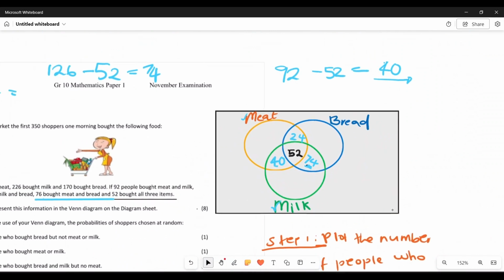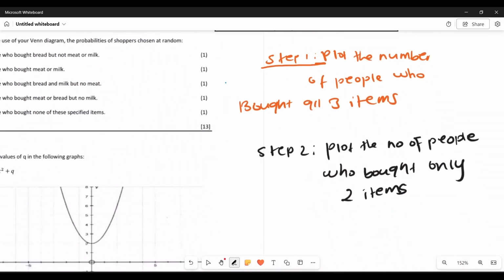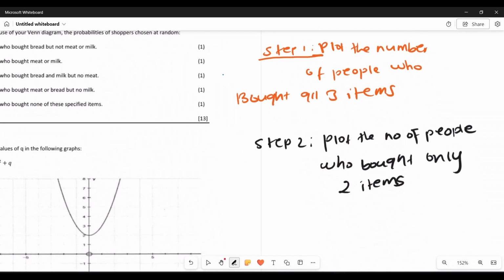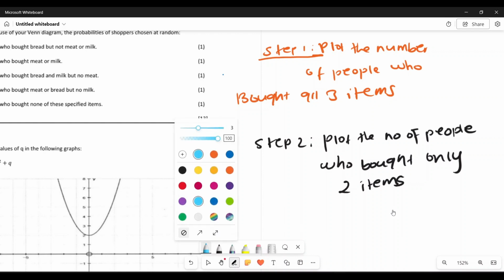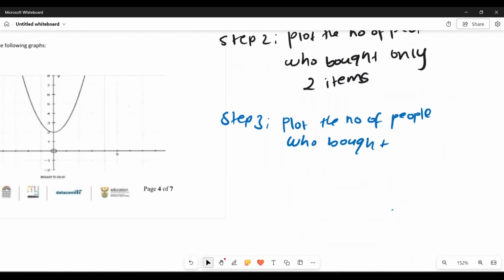Now, what would be the next step from here? The next step is to plot, so let me write my step 3. Remember, step 1, plot the number of people who bought all three items. Step 2, plot the number of people who bought only two items. Now, the last step is to plot the number of people who bought only one item. So this is the order that you need to follow. Now we're going to plot the number of people who bought only one item.